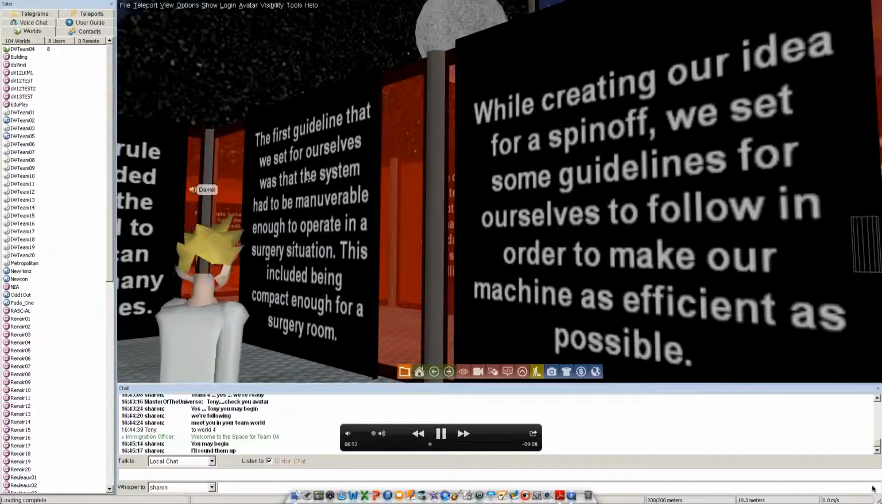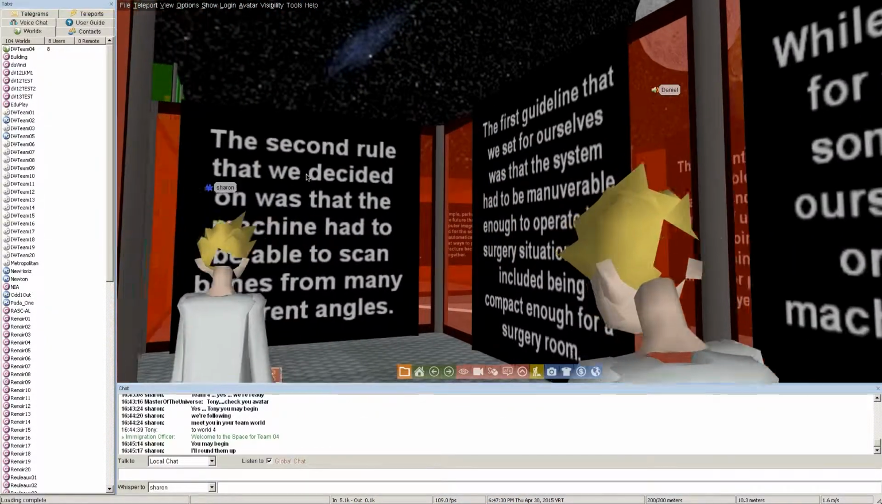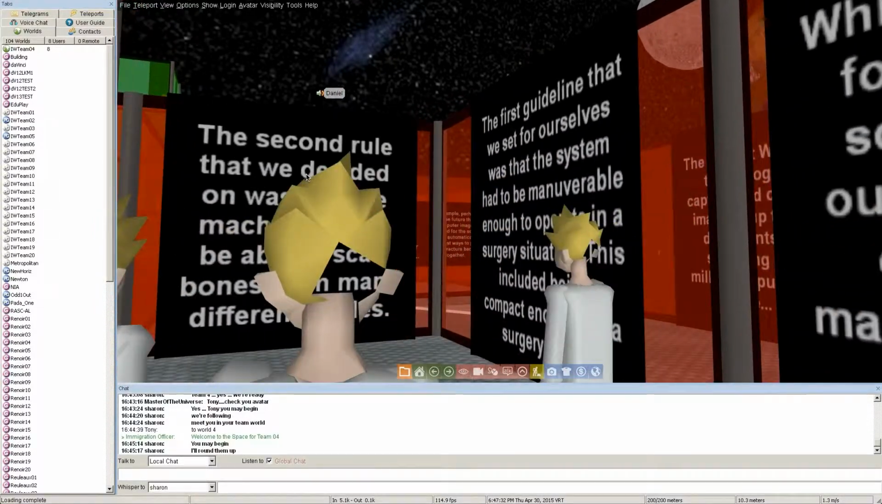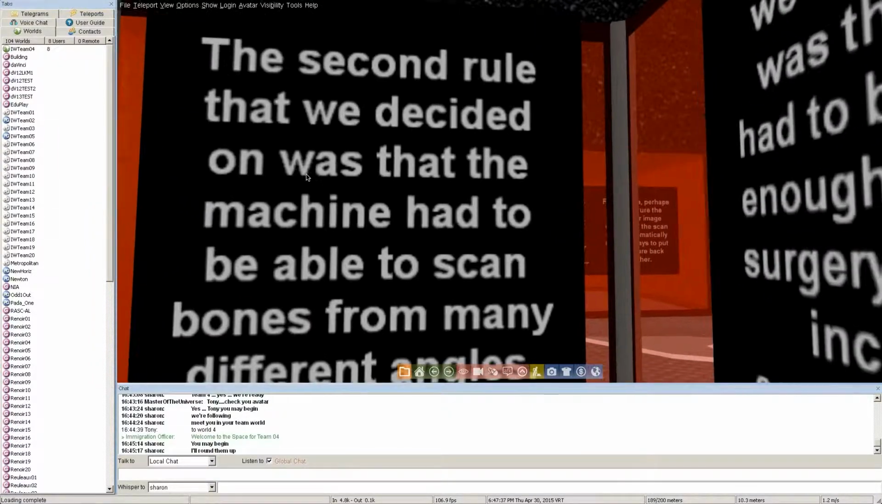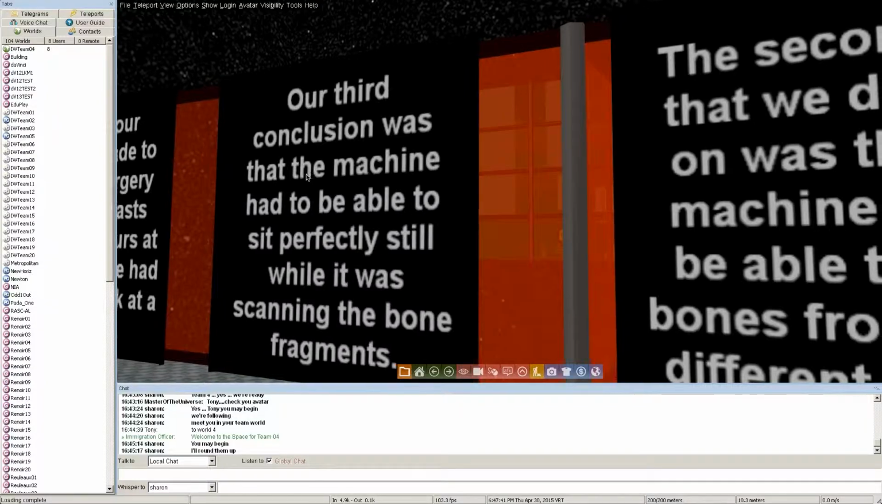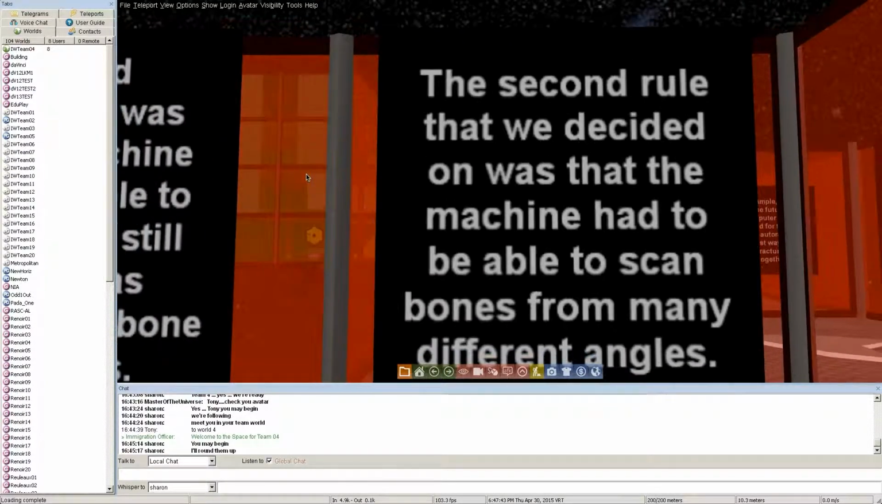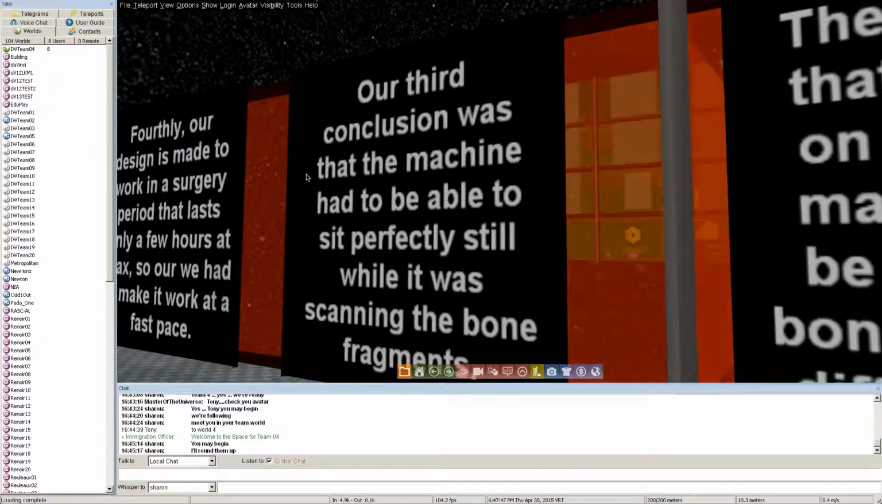The next guideline that we set for ourselves was that the machine needed to have the ability to scan bones from different angles. The reason for this was that the doctors wouldn't always be able to get to the position that they wanted to scan the bone, so it would have to be able to be aimed at many different angles.